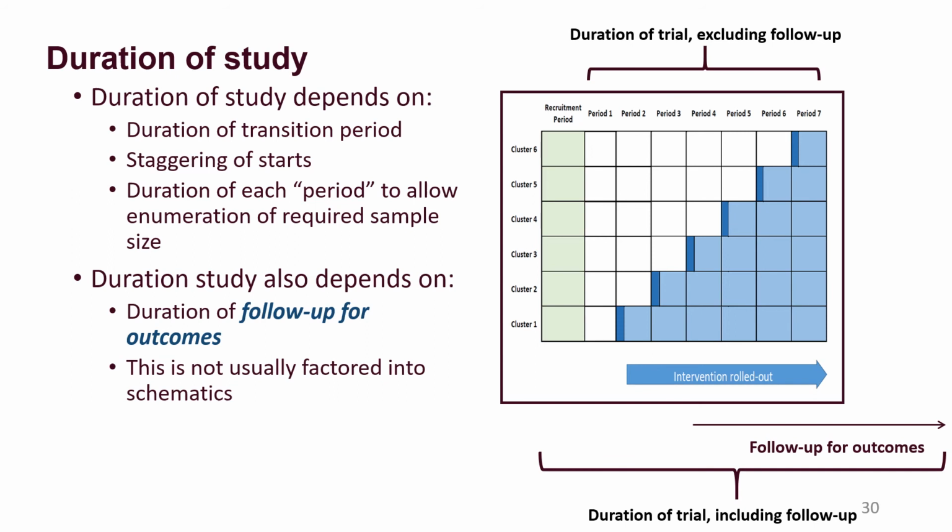Now, one of the final things to consider is the duration of the study. The duration depends on many things: how long the transition period is, whether there are any staggered starts, and how long each period is in the design to allow the enumeration of the required sample size. It also depends on how long participants will be followed up for their outcomes, even though this is not usually factored into schematics. The duration of the trial is often represented in the schematic illustration excluding the follow-up. But when we factor in follow-up of the outcomes, the duration of the trial can, and often is, much longer than that represented in the schematic illustration.